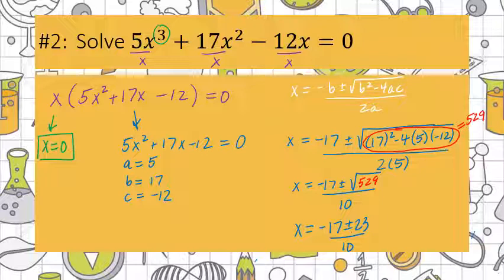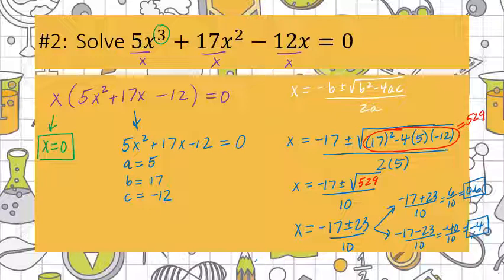So for my first problem, I'm going to do negative 17 plus 23 over 10, which comes out to be 6 over 10. And if you look at your choices, because this is multiple choice, your answers are written as decimals. So 6 over 10 is the same as 0.6. So that's our second solution. Remember, our first one was x equals 0, which is over in green. And then I'll do the same thing with negative 17 minus 23 over 10, which is negative 40 over 10, or negative 4.